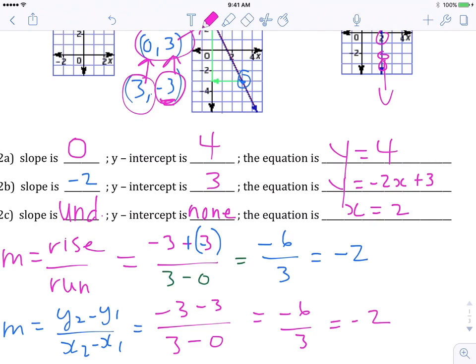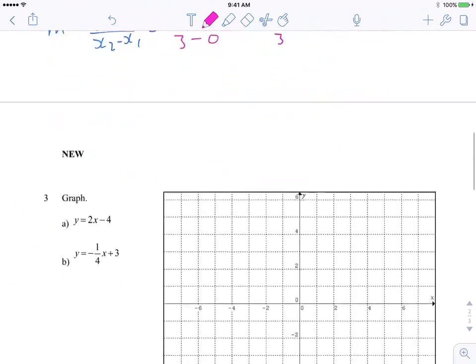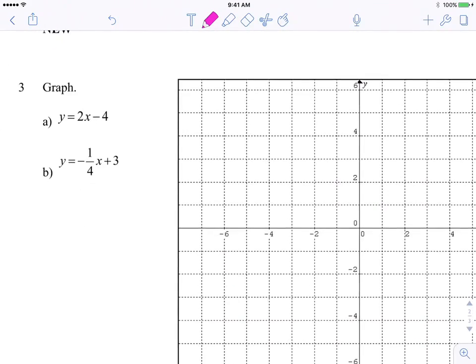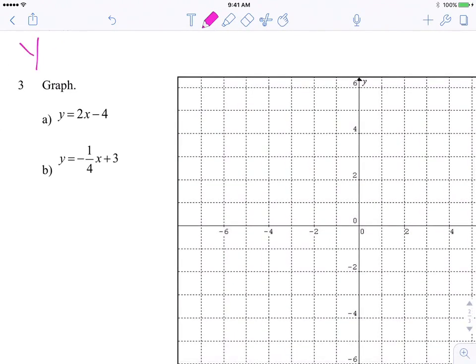Okay, let's move on to some new material for today. Graphing equations. So we already learned that the equation of a line is y equal mx plus b. And we know m is slope, and we know that b is equal to the y-intercept, or where the line crosses the y-axis.